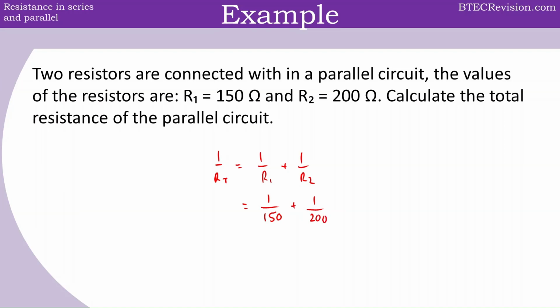Okay, and we can work this out, which is equal to 7 over 600. So this is equal to 1 over RT. So we can do the inverse, which gives us RT over 1, which is equal to 600 divided by 7. And that's equal to 85.7 ohms.